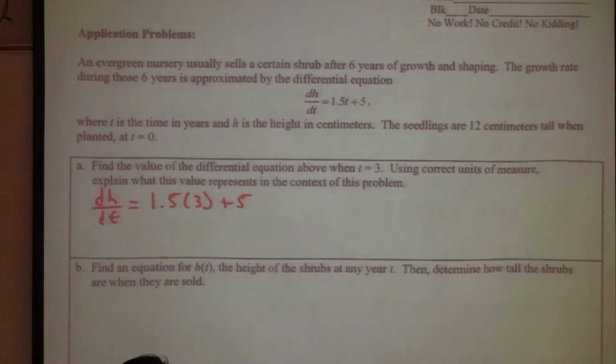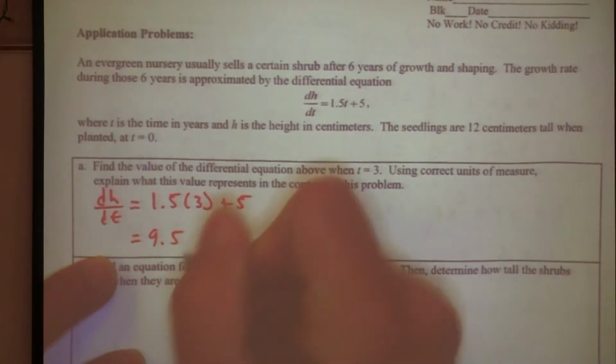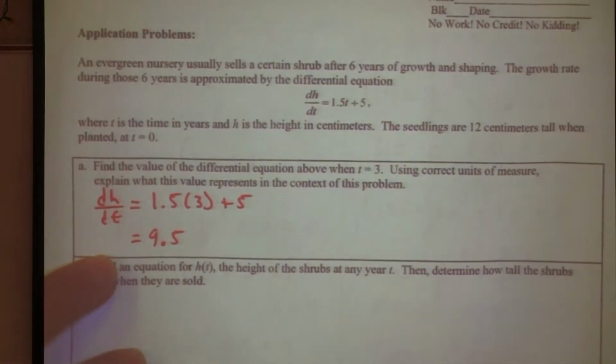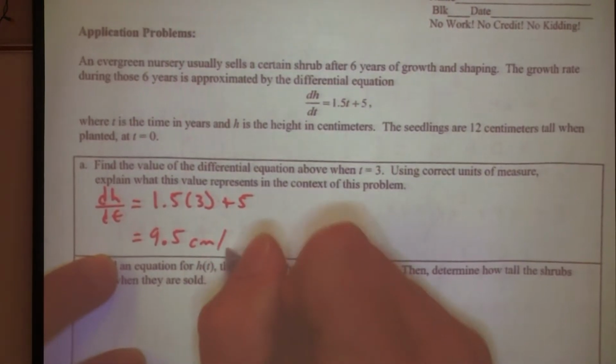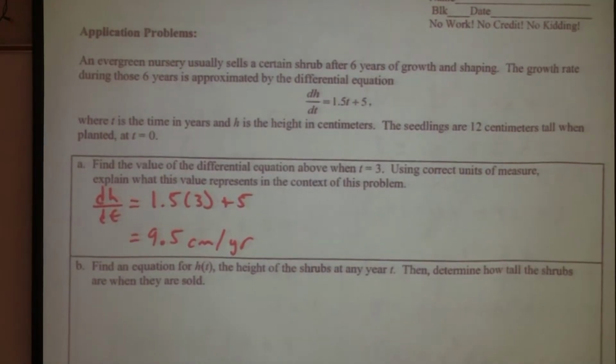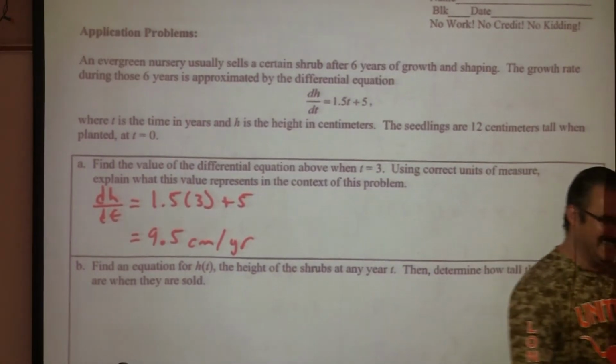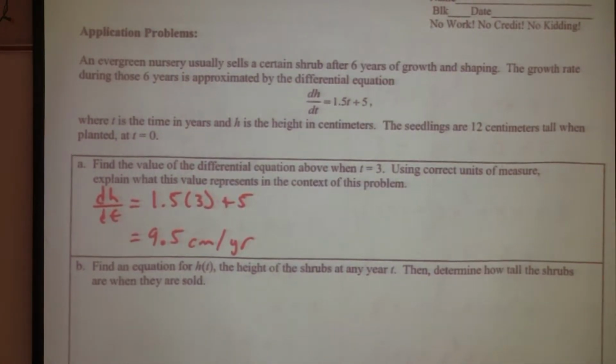1.5 times 3 is what? 4.5. 4.5 plus 5, we get 9.5. And what would the units be? Centimeters per year or year per centimeter? Year per centimeter squared? No, centimeters per year. Okay, so what would this be describing about the height?